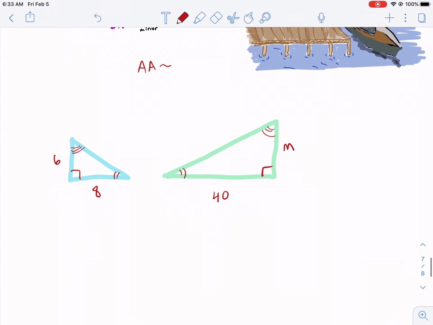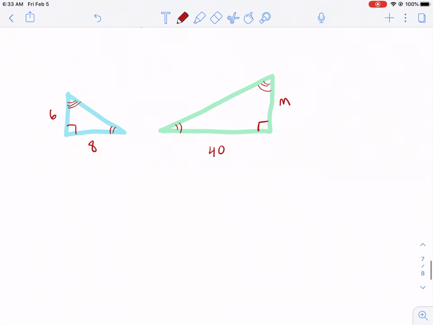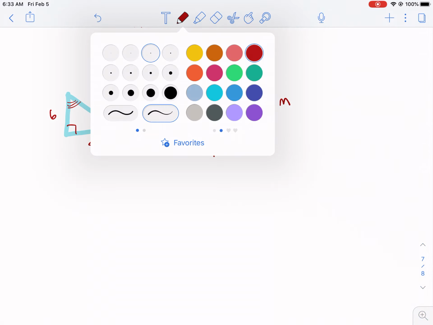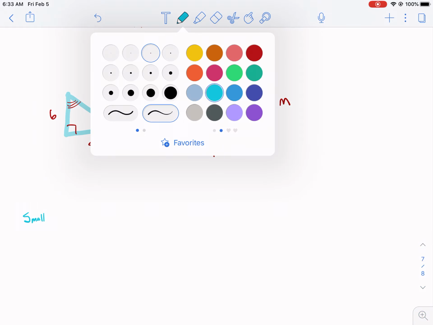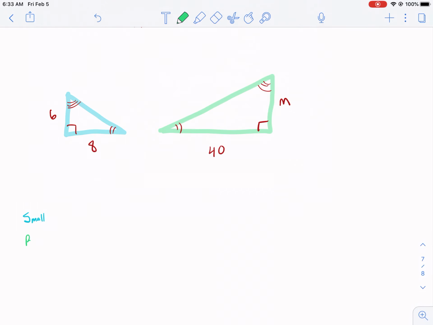Now, a couple different ways we can set this up. I've been talking about this in some of my other videos, but all we need to do is set up a true proportion. So we can do two things. We can compare the small triangle to the big triangle.